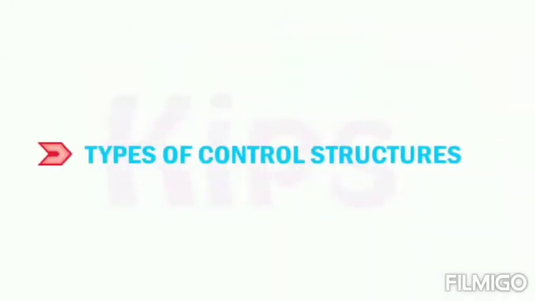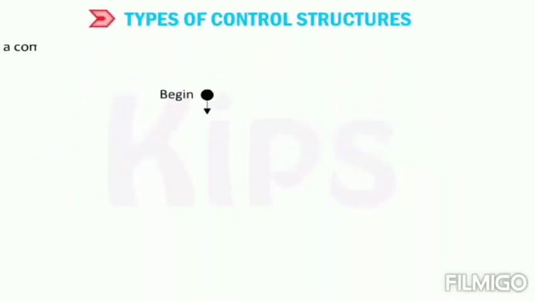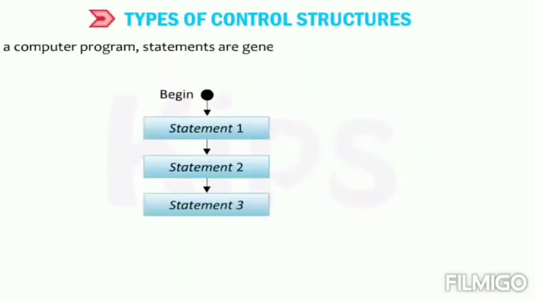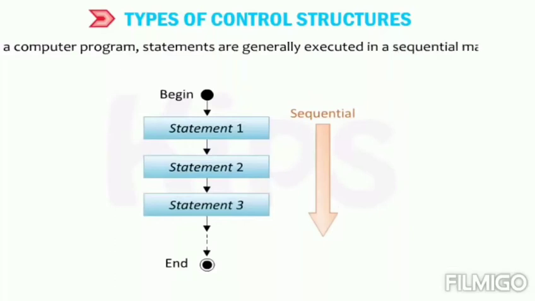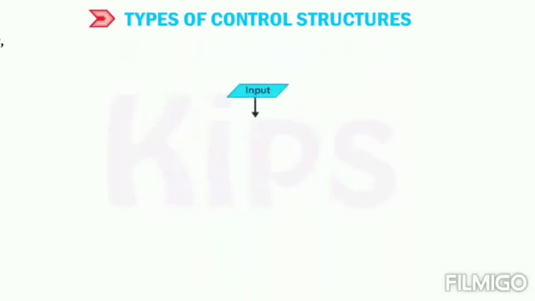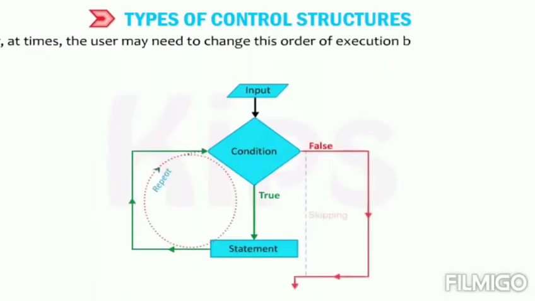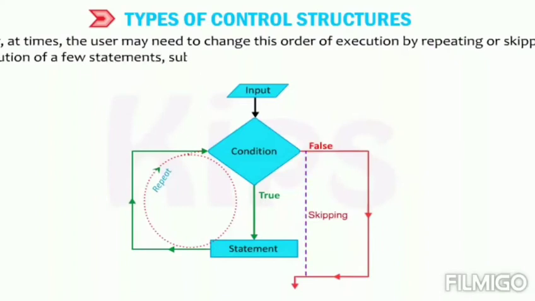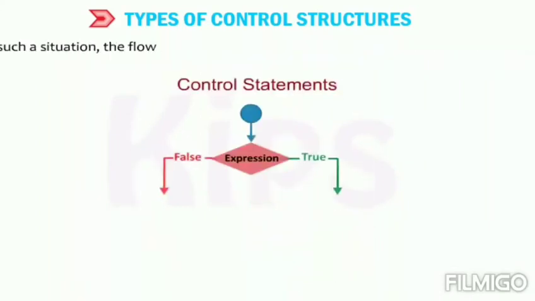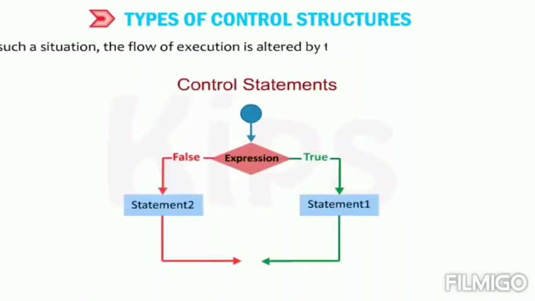Students, let us learn about types of control structures. In a computer program, statements are generally executed in a sequential manner. However, at times, the user may need to change this order of execution by repeating or skipping the execution of a few statements, subject to a given condition. In such a situation, the flow of execution is altered by the use of control statements.